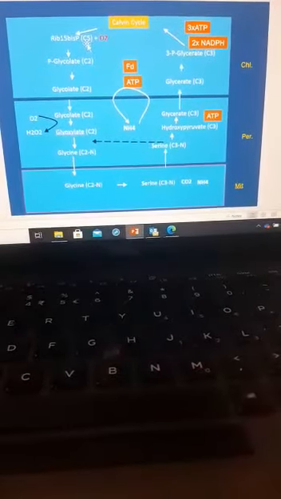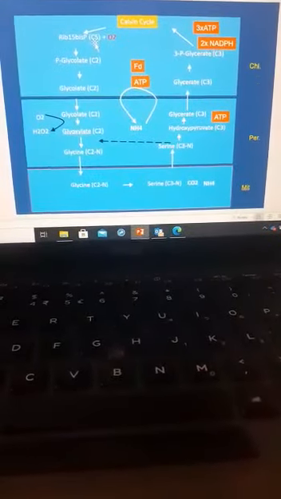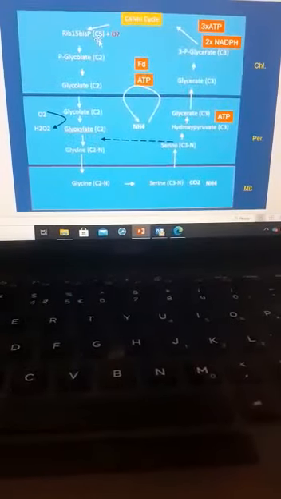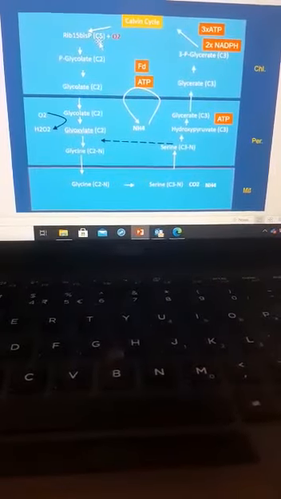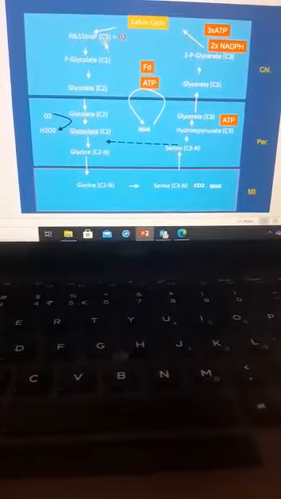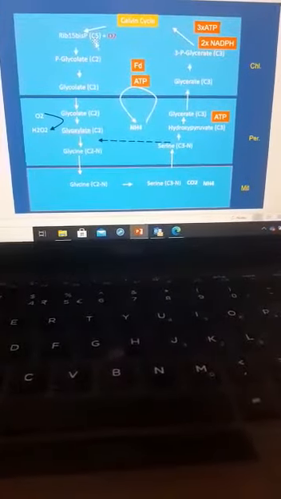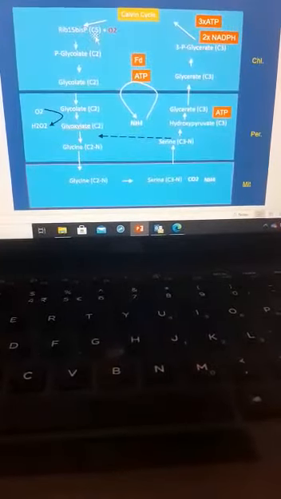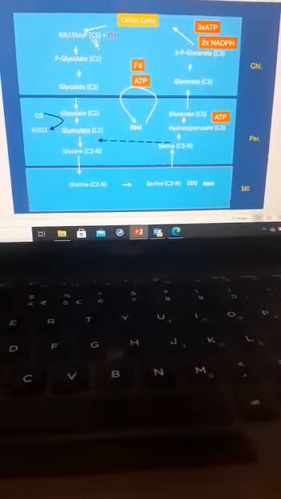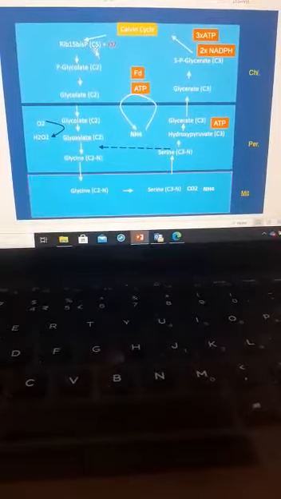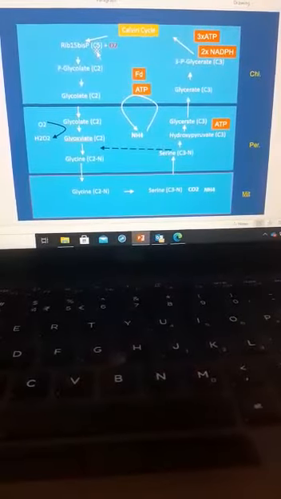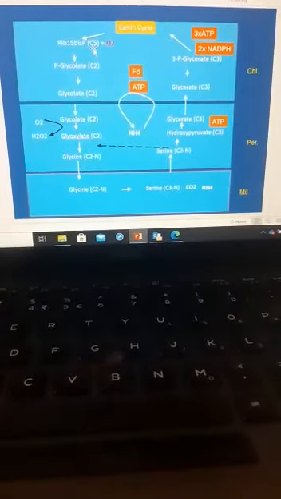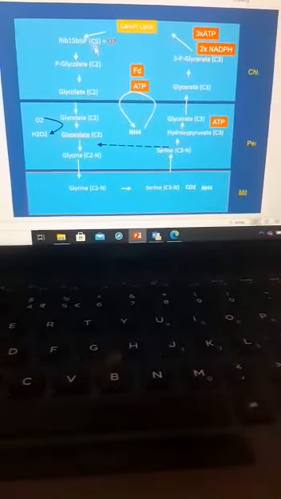I'm still on photorespiration. I'm re-emphasizing the process, describing the process using a different slide, which is part of the slides that I hope you have received. It is part of all the lecturing slides that you have received.